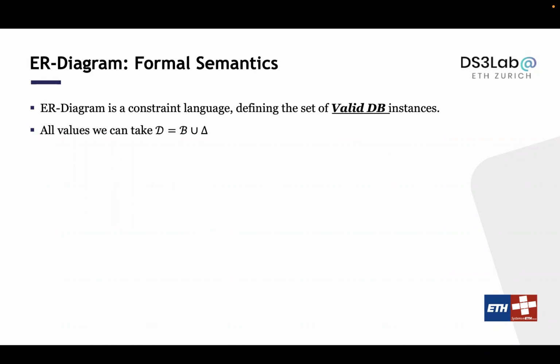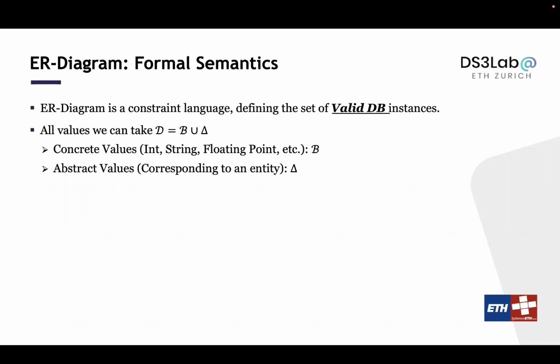There are two different types of values that your database can have. There are those concrete values, we call them B. They are integers, strings, floating points, the concrete things you can put into the database. And then there are abstract values, and we call them delta. They are the abstract things corresponding to an entity. For example, one professor, that's one entity in that entity set. We call that an abstract value that corresponds to an entity, not to any concrete thing like an integer.